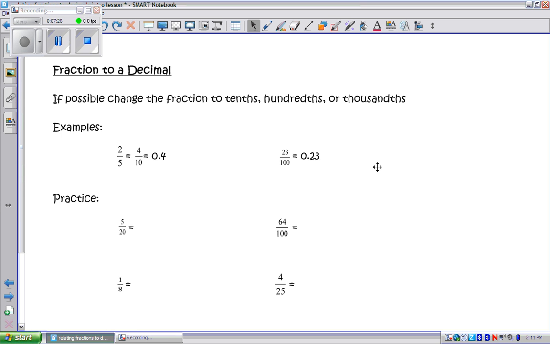4 over 10 can be written as 0.4. 23/100ths is already in a form that we can work with. It's in hundredths. So you write that as 23 over 100, or 0.23.